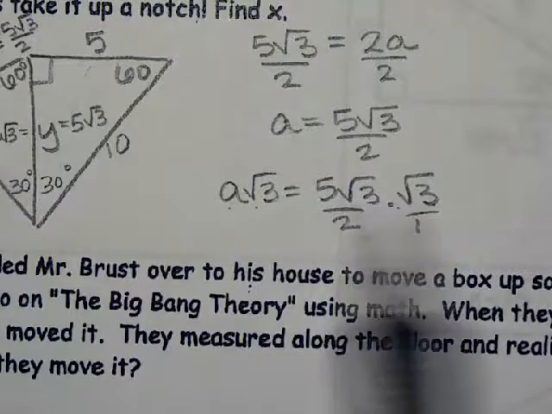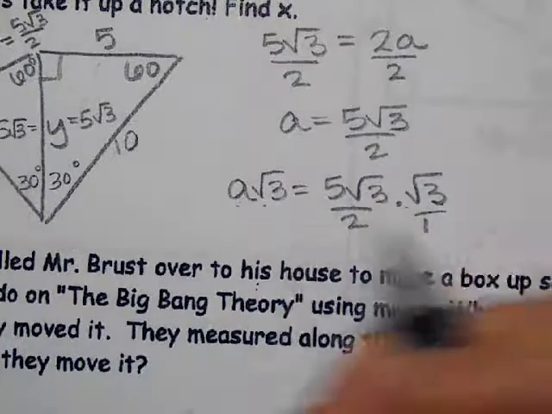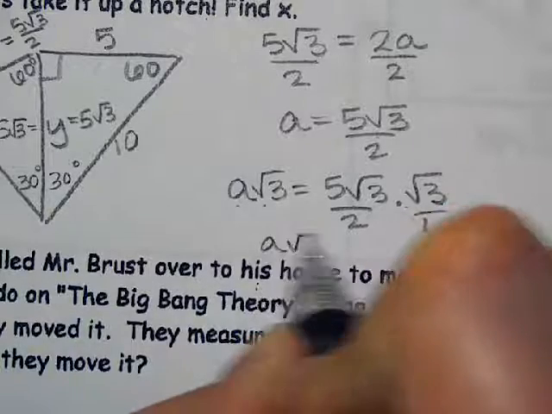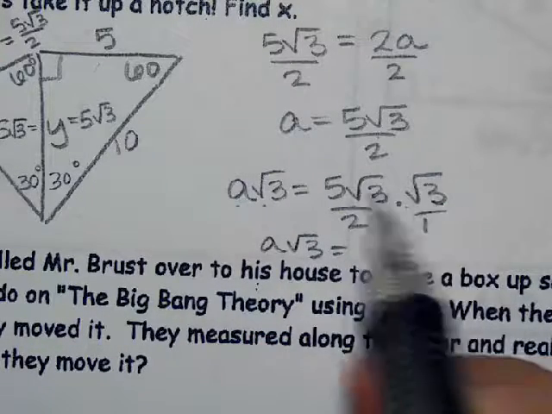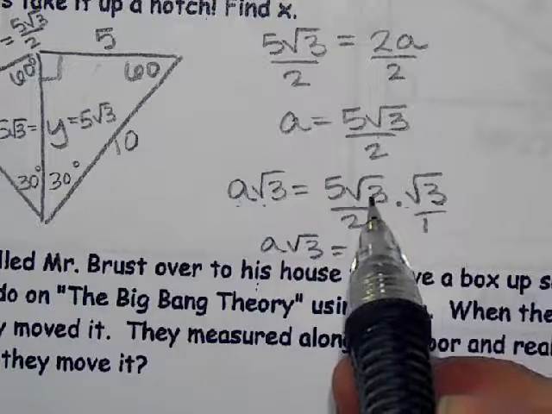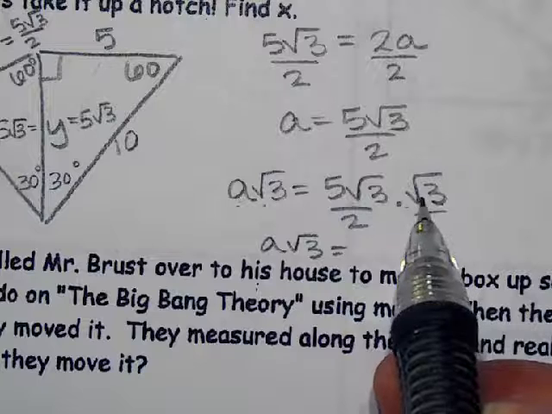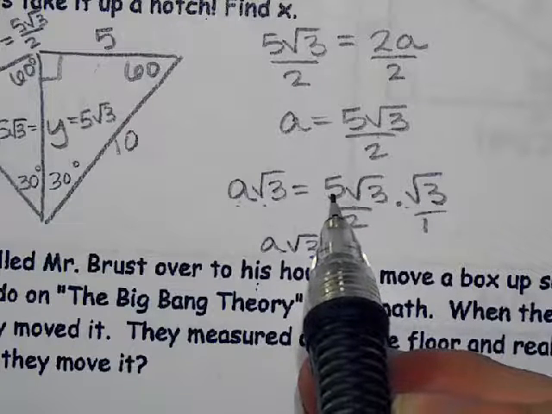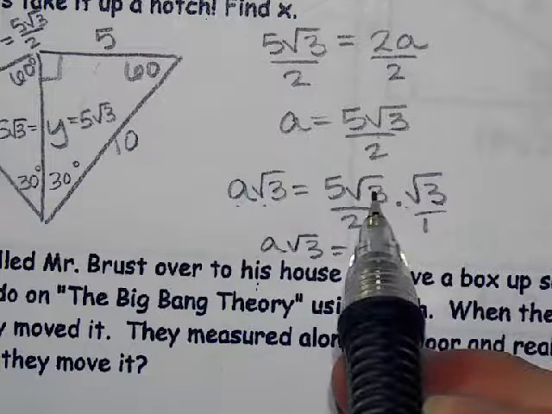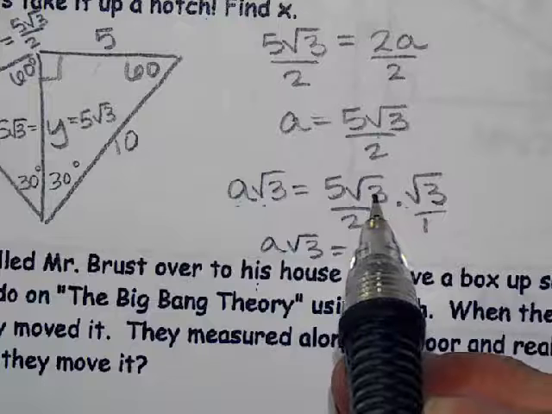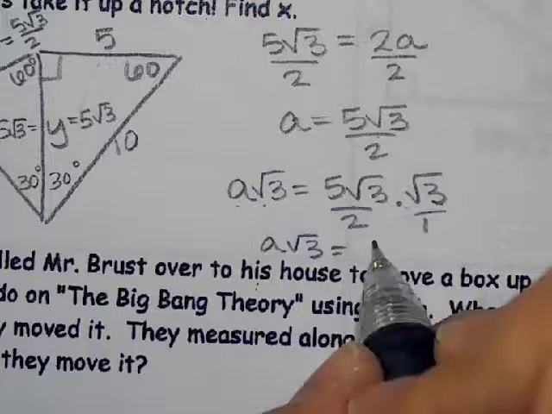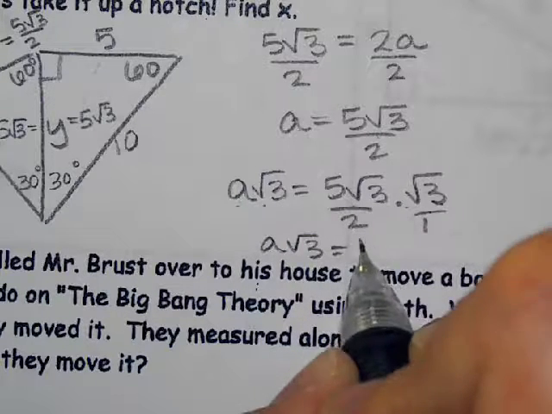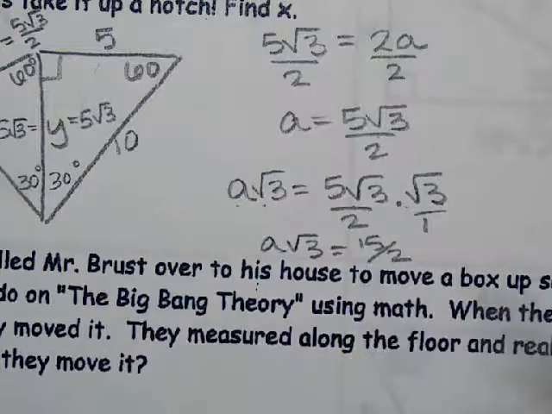wait, it's root 9 though. So 5 times root 9 is 5 times 3. What's 5 times 3? Okay, so a root 3 is 15 over 2. So x is 15 over 2. Okay, so that wasn't so bad.